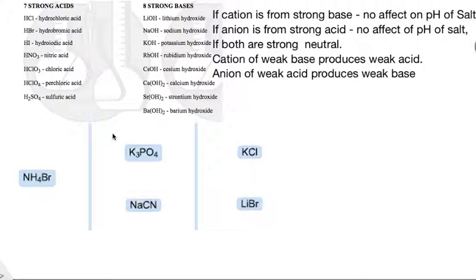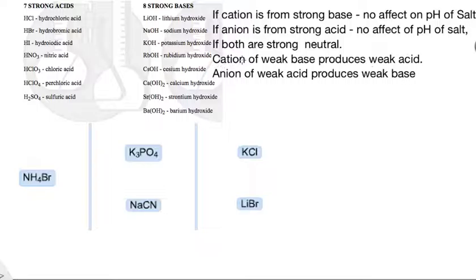So this is another video on figuring out if salts are going to be acidic or basic or neutral. If the cation of the salt is from a strong base, that's not going to have an effect on the pH of the salt. If the anion is from a strong acid, that's not going to have an effect on the pH of the salt. If they're both strong, that's going to make the salt neutral.